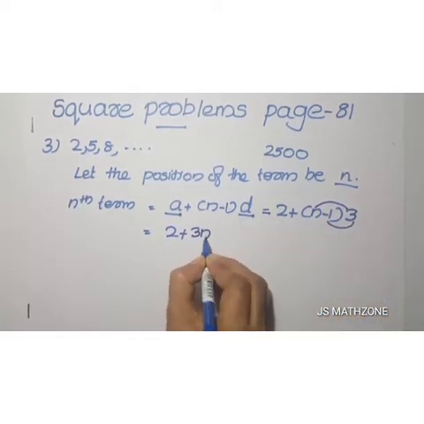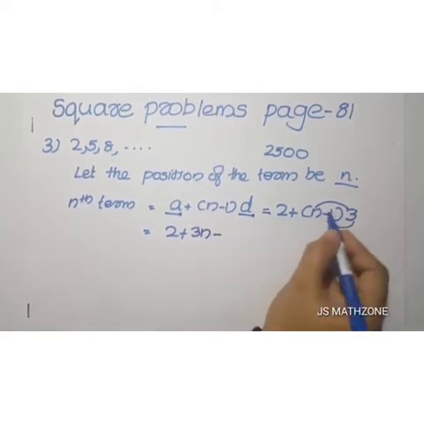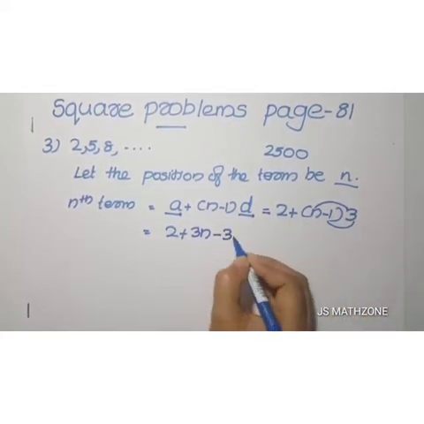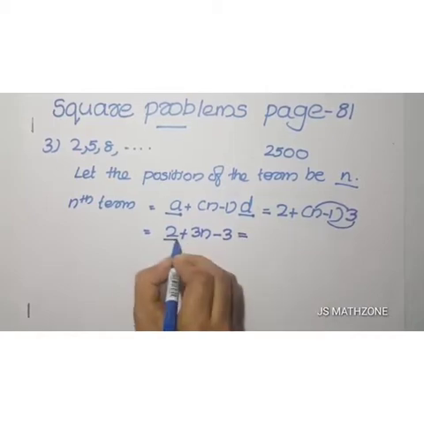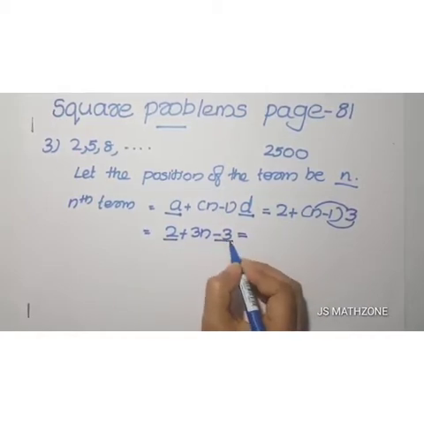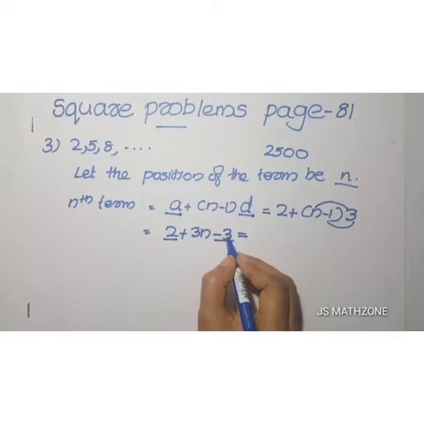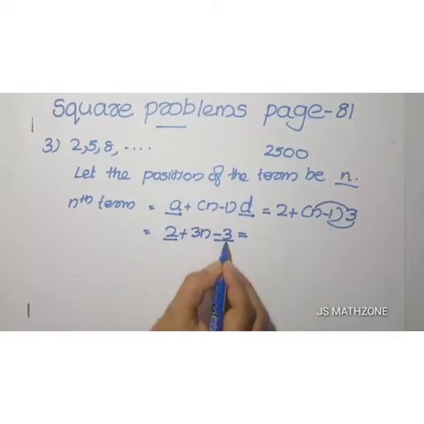Therefore, our nth term is 3n minus 1, isn't it? 2 minus 3 is minus 1. The remaining term is 3n. Therefore, the nth term becomes 3n minus 1.